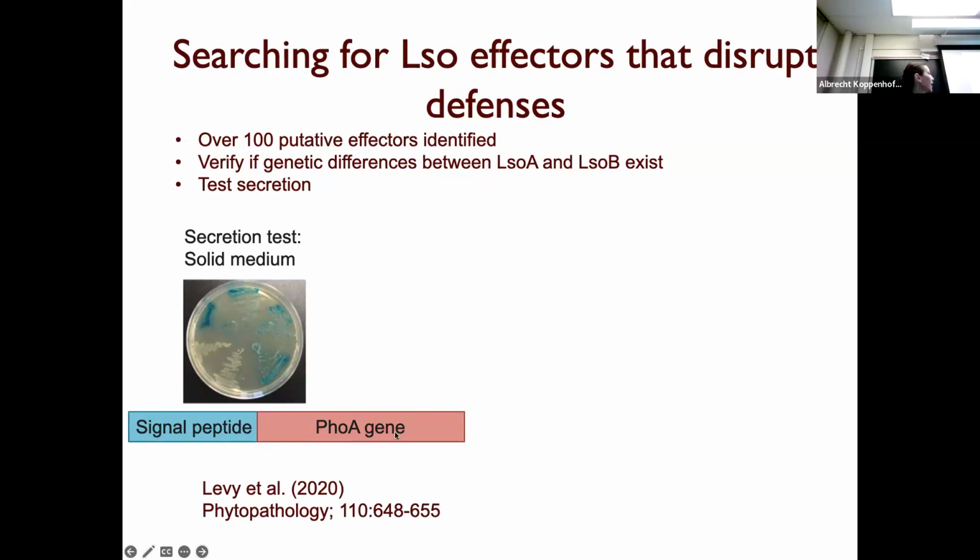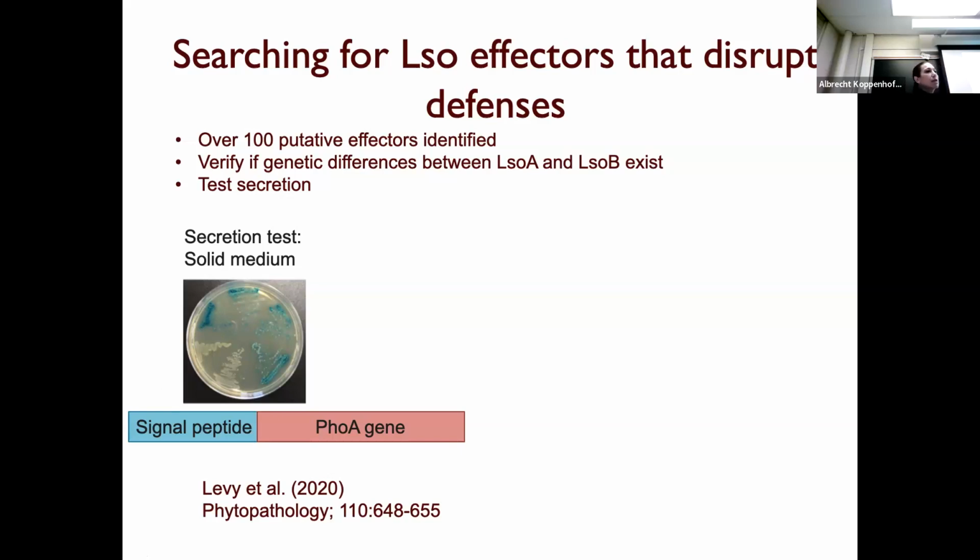We clone it in frame with the alkaline phosphatase gene of Escherichia coli. If this gene gets secreted, the bacteria will turn blue. Here we have a few signal peptides that drove secretion, one that didn't drive secretion, and another that is a negative control to make sure that our system is working.